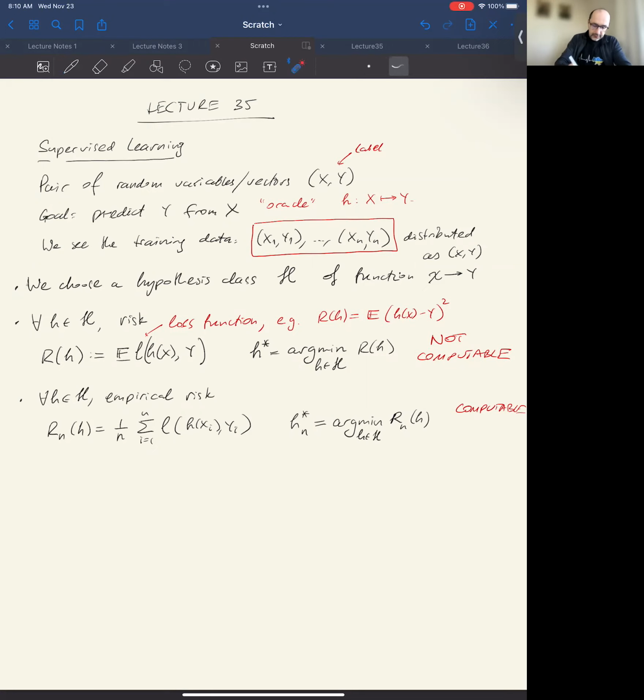Because the empirical risk is computed from data, we call this a training risk, the training error. That's what, to compute it, we train our algorithm on our data. So this is training error, just another name for it. And the actual risk is called the test error.